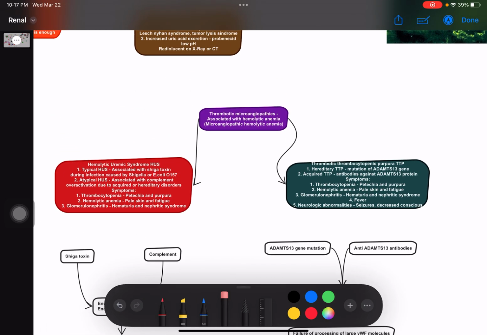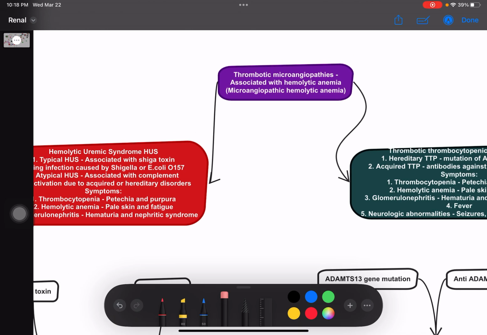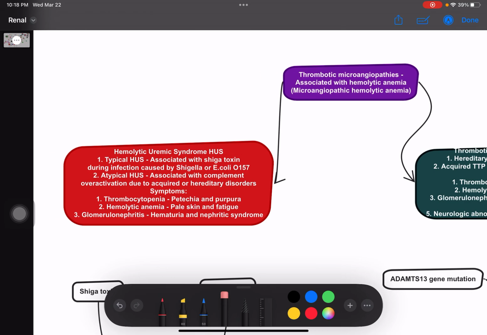Now, thrombotic microangiopathies are associated with hemolytic anemia. First, and the most common, is hemolytic uremic syndrome, which is associated with the Shiga toxin. It can be caused by E. coli. I believe it's not enterohemorrhagic, if I believe correctly, but I'm not sure. It's E. coli O157, which has a Shiga-like toxin, and Shigella dysenteriae, which has the Shiga toxin as well. So this is the typical hemolytic uremic syndrome caused by those bacteria.